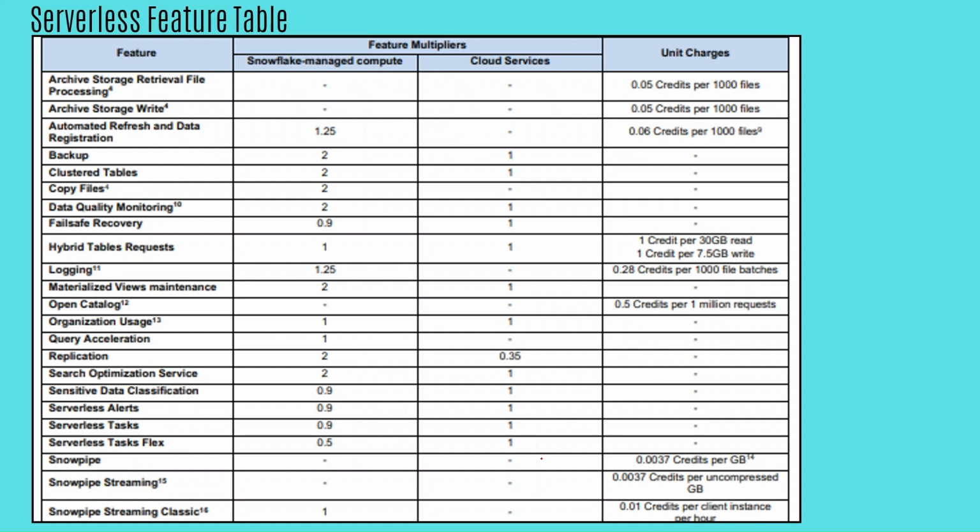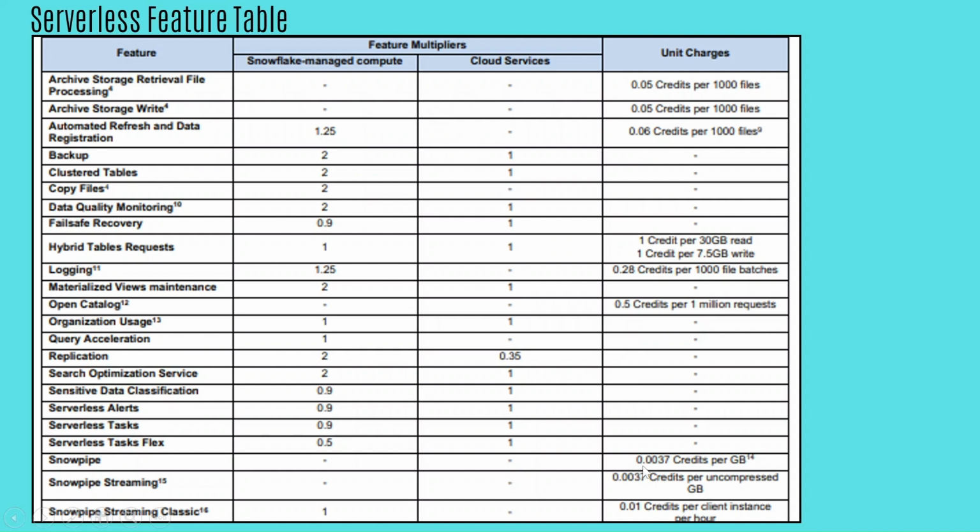Now comes the serverless features, guys. This 10% logic does not apply to your serverless features. Very important. Got it? Now, what are serverless features? Serverless features are those features for which we do not explicitly create any virtual machines. For example, Snowpipe. Let's say you are using Snowpipe for data ingestion. Now, what will be your charges?